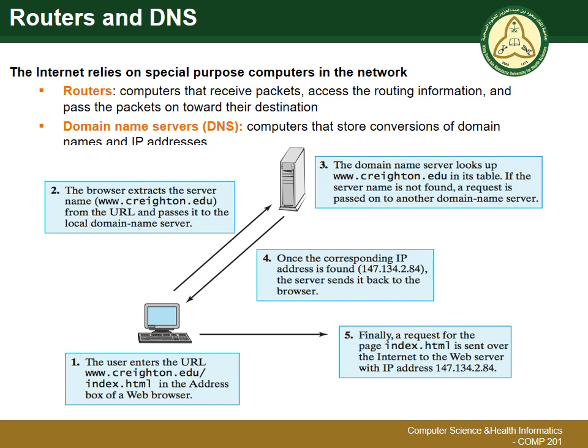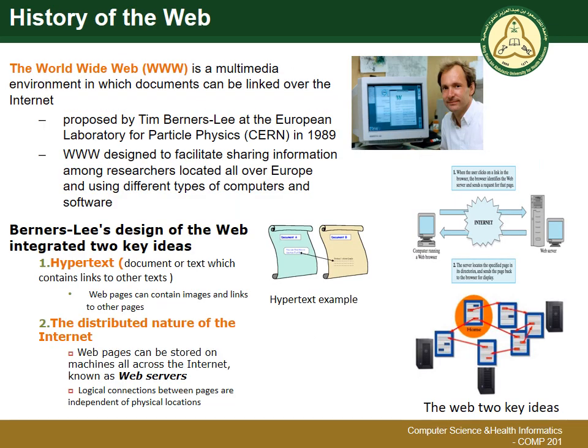If the server name is not found in the local server, the request will be passed to another domain name server. After looking up the domain name in the table, the domain name server will return the associated IP address, in our case here 147.134.284, to the sender computer. Then the sender computer will be able to request the page index.html, which is the home page, to be sent over the internet to the web server with the IP address 147.134.284.